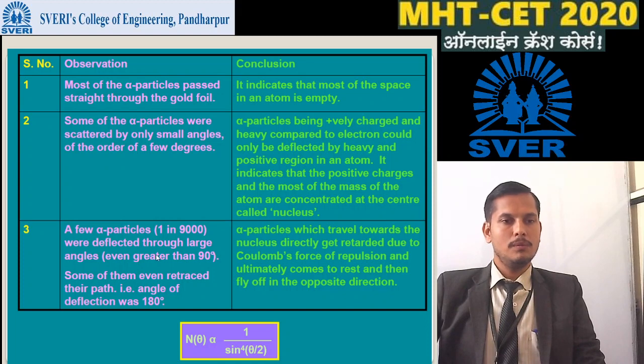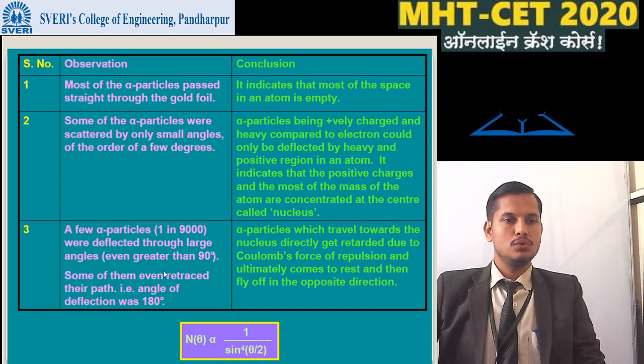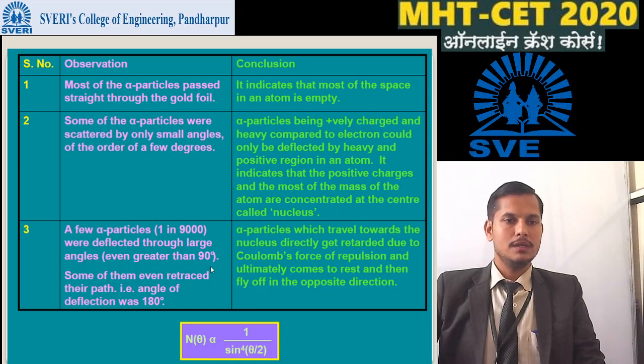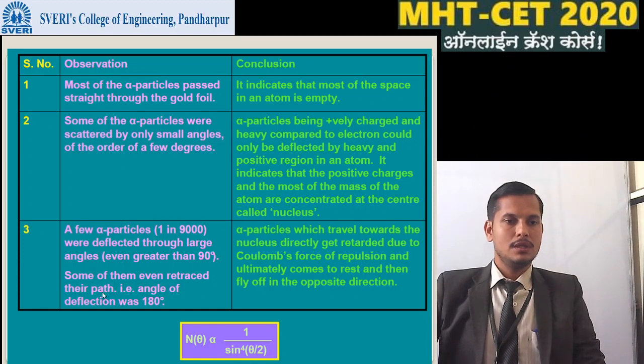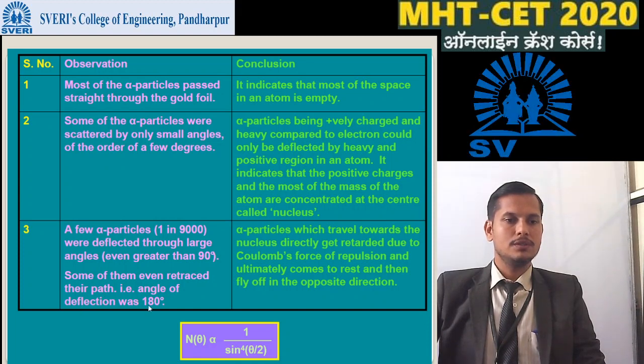Next, a few alpha particles, 1 in 9,000, were deflected through large angles even greater than 90 degrees. Some of them even retraced their path, that is, the angle of deflection was 180 degrees.